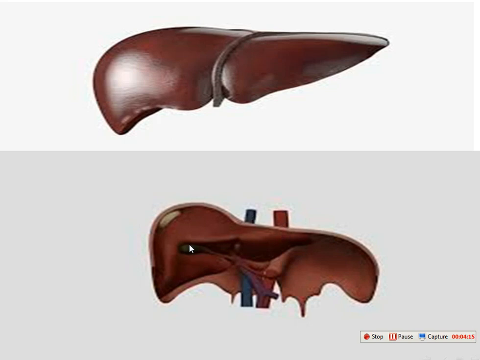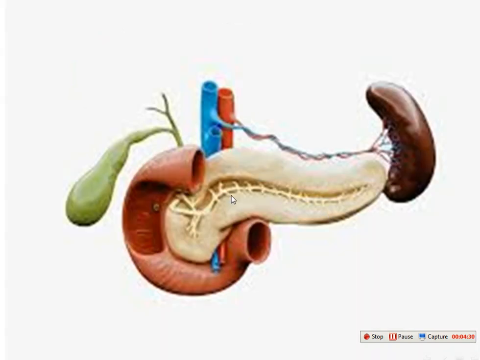You see this green sac. We call it the gallbladder, which is the site of storage of bile, and it ascends to the duodenum via the common bile duct. And here we have the pancreas. You see it is a lobulated gland, and it is located at the fold of the duodenum.